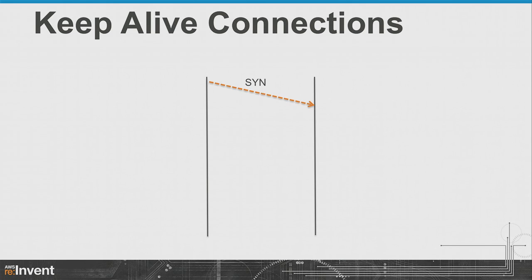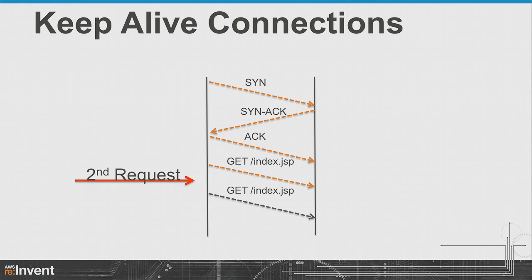To give you an example: same thing, SYN, SYN-ACK, ACK, data flows. Now, if the second user comes, I don't have to go through this handshake again, because my TCP/IP connection is already open. I haven't closed it. So I'll send the request through, and I don't have to go through the SYN, SYN-ACK, ACK, all that kind of stuff again. So that's the Keep Alive connections.